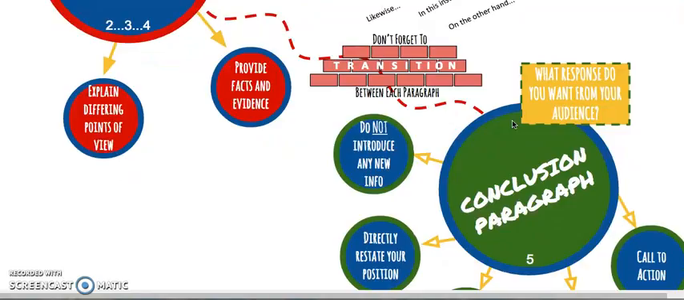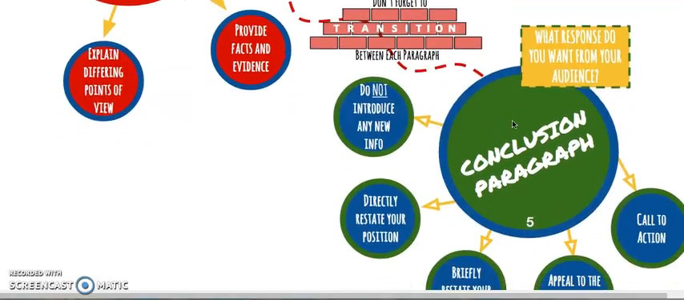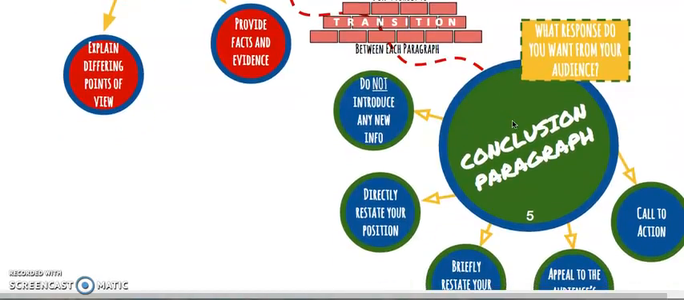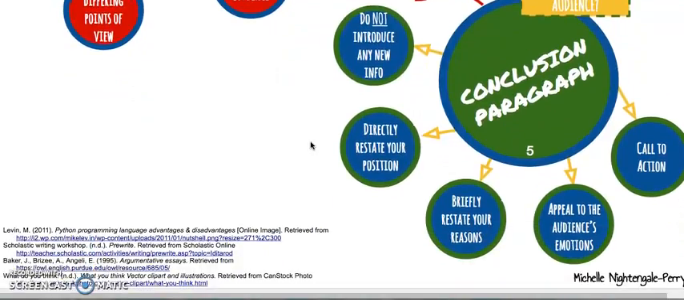Finally, in your conclusion, you need to think about the response that you want to solicit from the audience. What is it that you want them to think, feel, or believe? Make sure that you do not introduce any new information in your conclusion. This only causes confusion and leaves the reader with unanswered questions. Directly restate your position, briefly restate your reasons for what you believe in, and make some emotional appeals to the audience. Really connect with them, really tug at their heartstrings and make them think about the information you are providing.